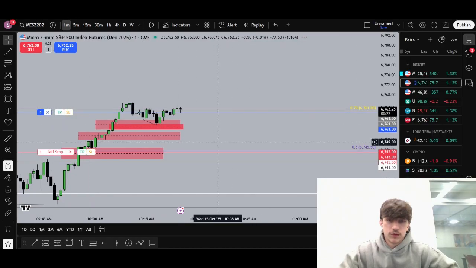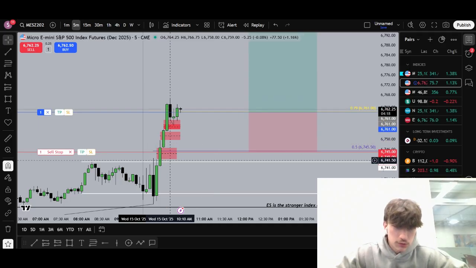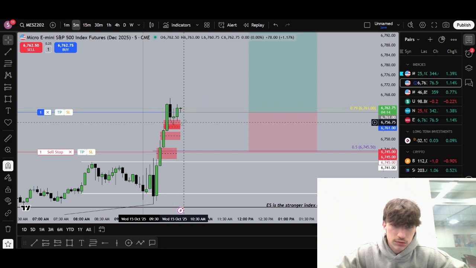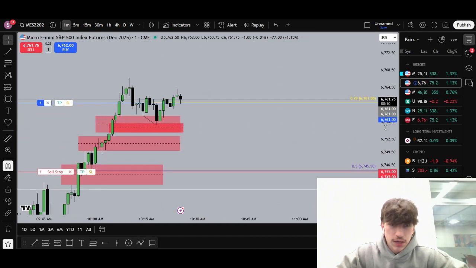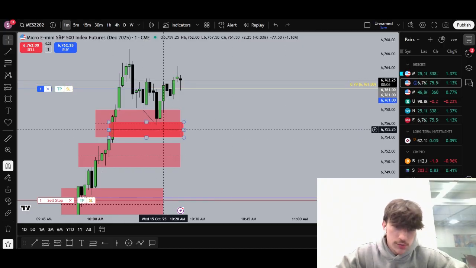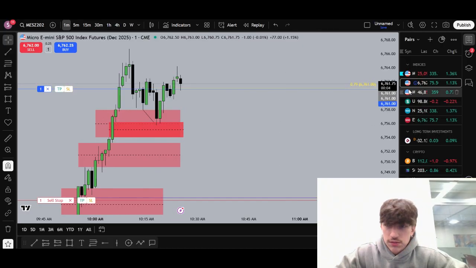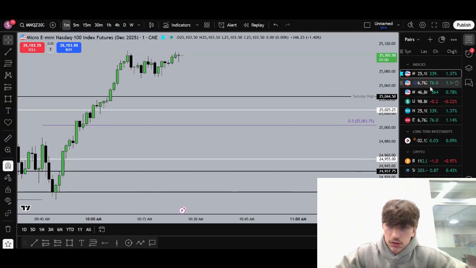And then, to continue to explain this, we were waiting for this 5 minute retrace. We got it at 10:15. We tapped into this gap here. Not only did we tap into that 5 minute gap, but this darker block here is a 1 minute gap. We tapped into that. We also formed a 1 minute SMT here that stood above these highs.